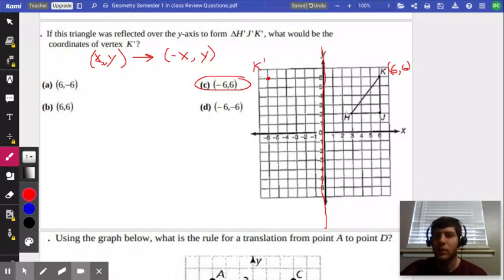Okay, and if you want to do the other ones, H is 3, 2. It's going to become negative 3, 2, and there's H prime. Okay, J here is 6, 2. It's going to become negative 6, 2. And there would be your reflection over the y-axis.